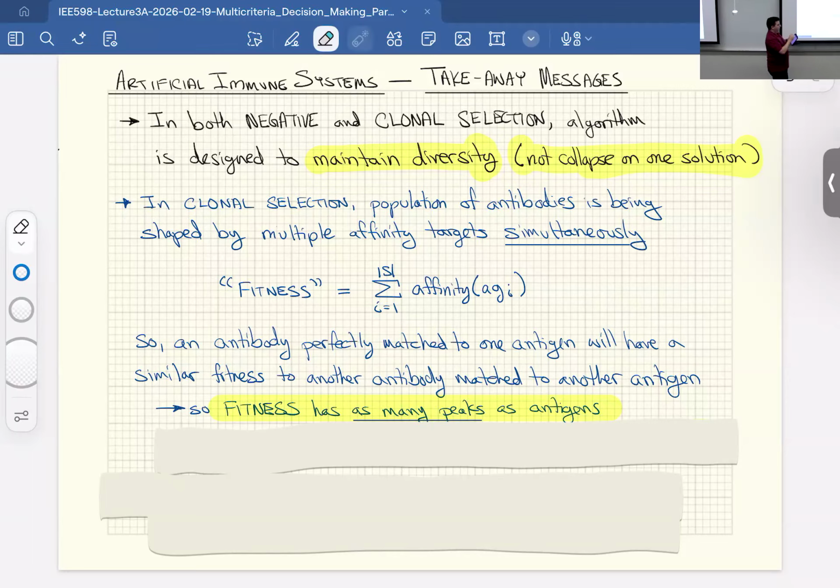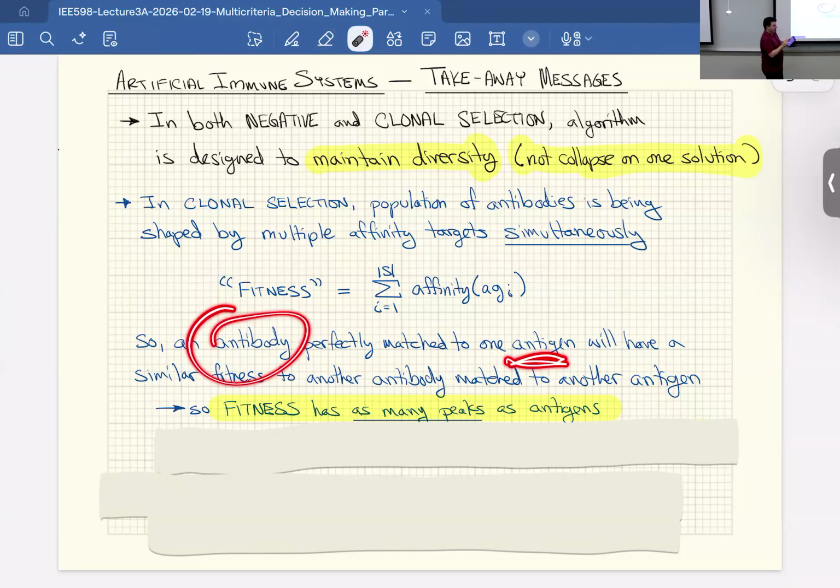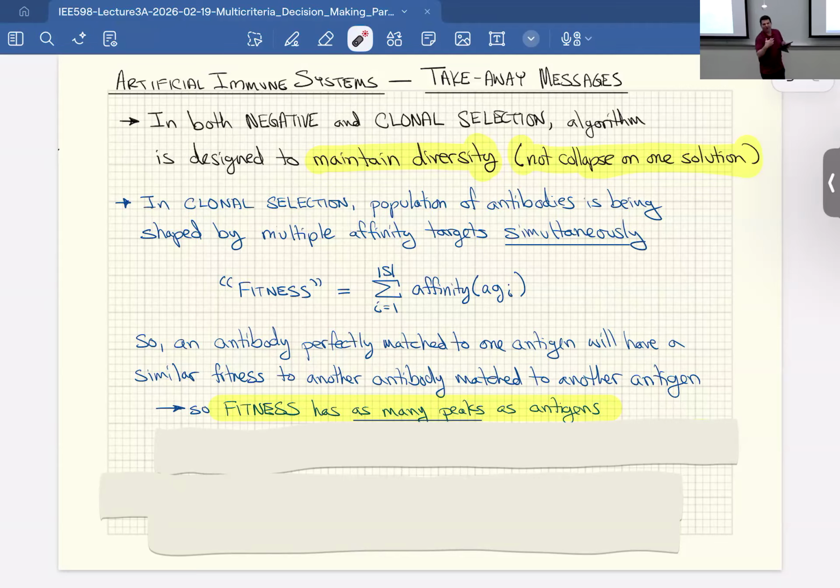So the idea here is, if I have one antibody that perfectly matches one antigen, and then I have another antibody that perfectly matches another antigen, then both of those antibodies have the same fitness. Because if one antibody can really only match one or two antigens at a time, then you have to choose which one or two antigens you want to match. But so long as you get one or two of them, then you're going to have the same amount of fitness.